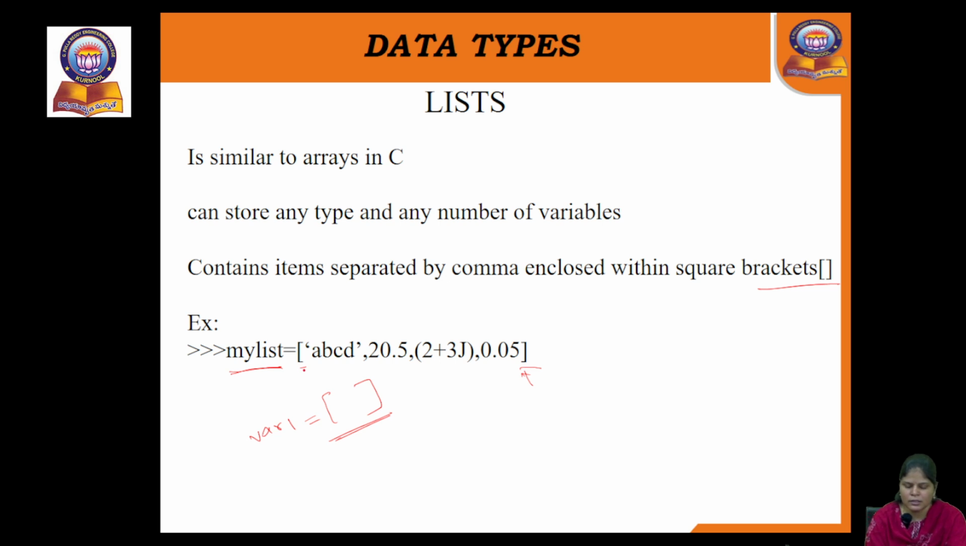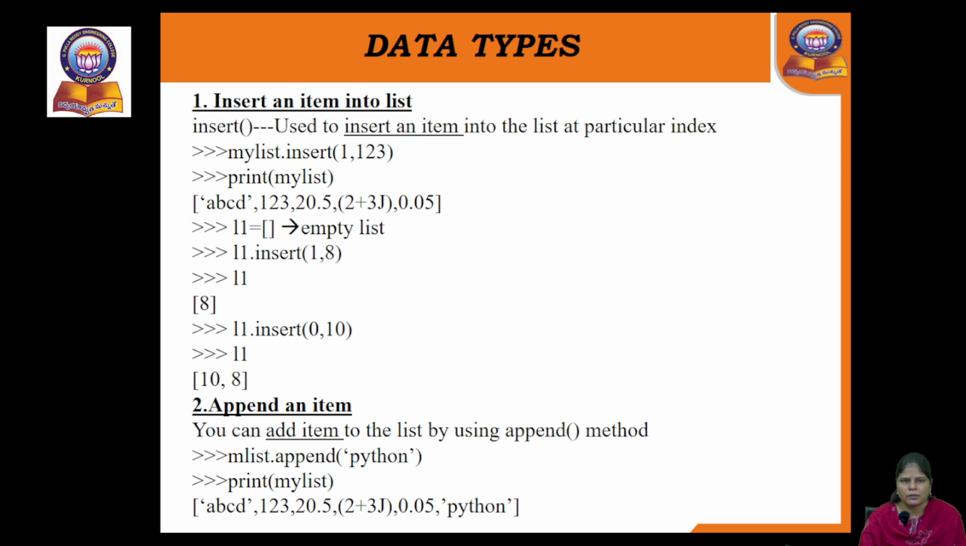And this is a list having elements. The first element is a string, the second element is a float, the next we are storing is a complex number, and then again a float. That means it's a collection of different data type elements, separated with commas and enclosed within square brackets.